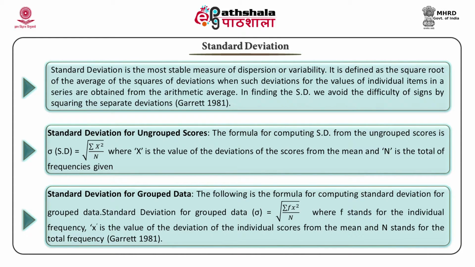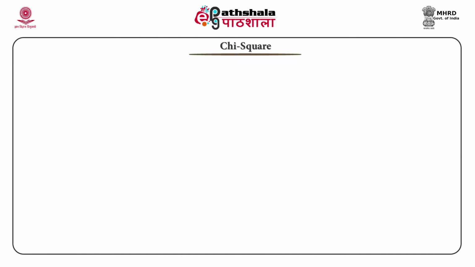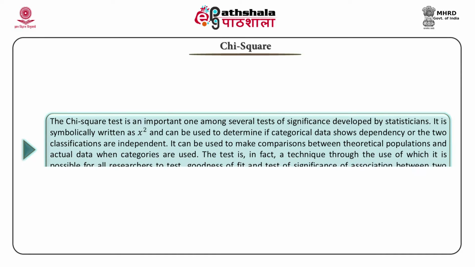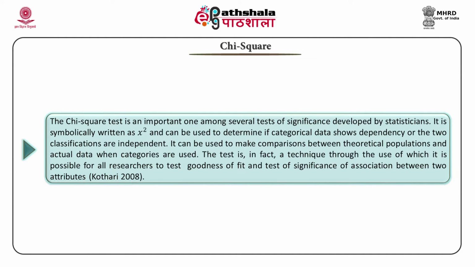This was all about standard deviation and, in short, about the type of statistics that summarizes the data in a single number. But now let us come to chi-square, where we are concerned with two variables. It can also be concerned with one variable as well. The chi-square test is an important one among several tests of significance developed by statisticians. It is symbolically written as x square and can be used to determine if categorical data shows dependency or the two classifications are independent.